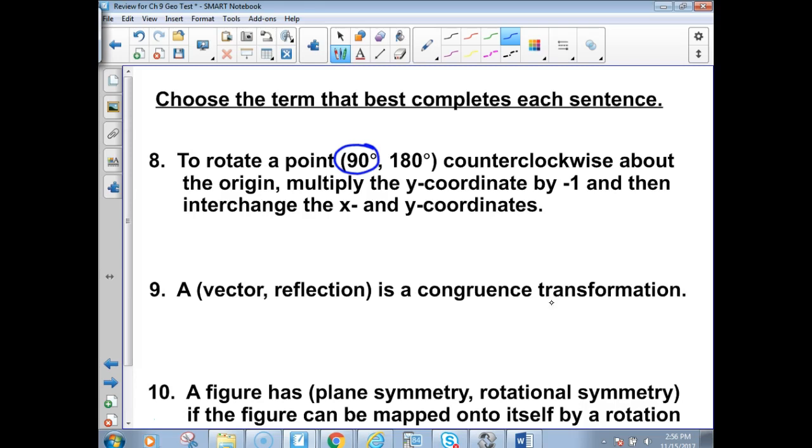A blank is a congruence transformation. Well, what are the transformations? The transformations are reflection, rotation, translation, dilation, glide reflection. The only one of these that is a congruence transformation is a reflection. A vector is simply the directions you're given for a translation.